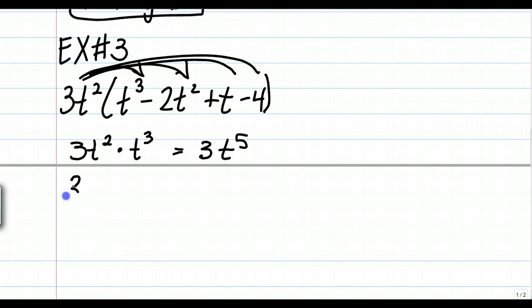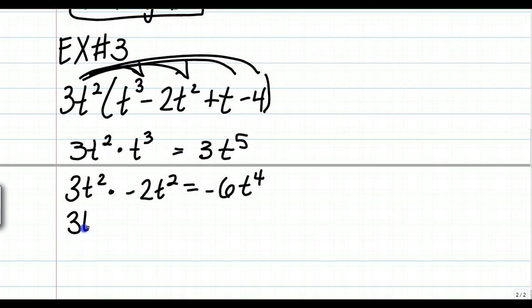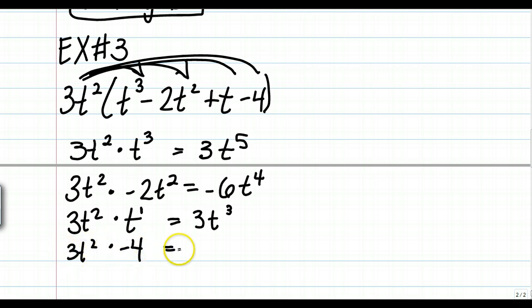Then we have 3t squared times negative 2t squared. And we have 3 times negative 2 is negative 6. 2 plus 2 is 4. Again, you're adding them. Then I have 3t squared times t. So I have 3 times 1, which is 3. And 2 plus 1, my imaginary 1, is 3. And then I have 3t squared times negative 4. So I'm going to have 3 times negative 4 is negative 12, and I just have the t squared by itself.